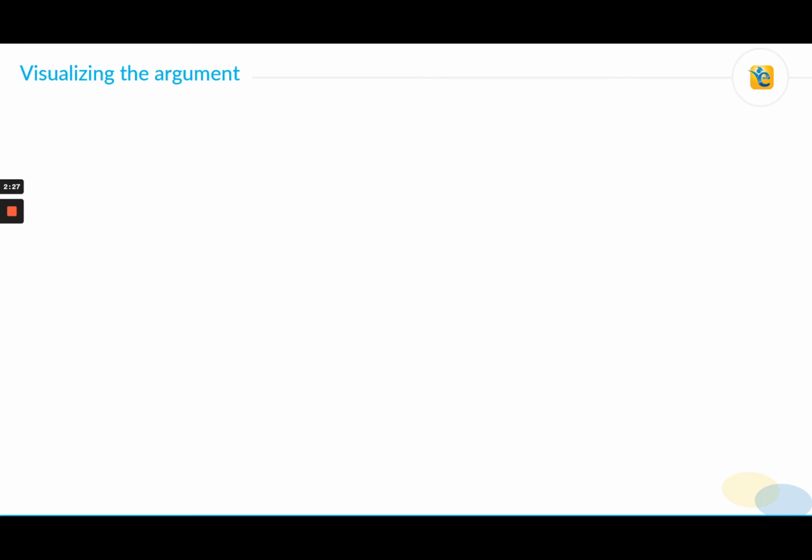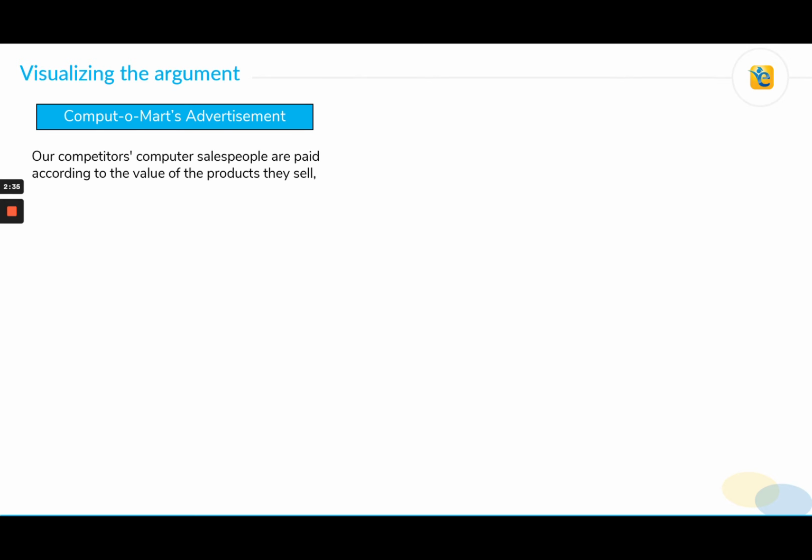Let's start by visualizing the argument. So firstly, the entire argument here is an advertisement by a company called Comput-o-mart. So let's read what this ad has to say. All right. Our competitors' computer salespeople, they are paid as per the value of the products they sell. So we're talking about the competitors of Comput-o-mart. They're salespeople who sell computers.